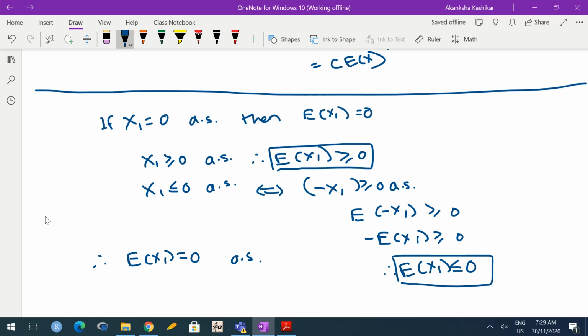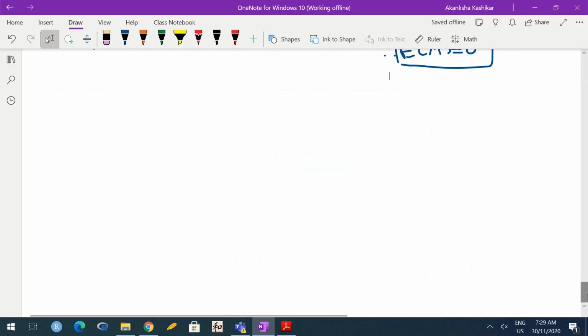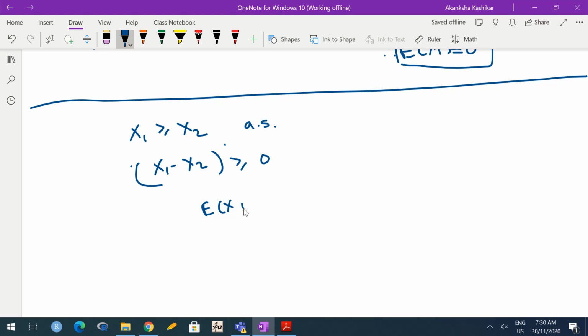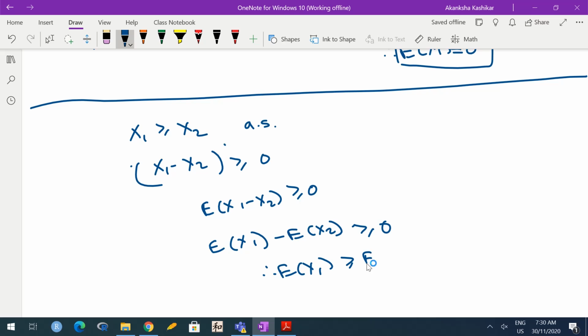Let me skip the fourth result. Let me first try the 5th, 6th and 7th, and then we will come back to the fourth one. The fifth property says that if x1 is greater than or equal to x2 almost surely, then expected x1 is greater than or equal to expected x2. We will use the same thing. We define x1 minus x2. So x1 minus x2 is greater than or equal to 0, so expected x1 minus x2 should be greater than or equal to 0. And assuming that we have proved the fourth result, this would become expected x1 minus expected x2. Therefore, we get expected x1 is greater than or equal to expected x2. Is it okay? Expectations are constants, so we won't say this is greater than or equal to this almost surely. These are constants. These are random variables, hence almost surely can come into the picture.